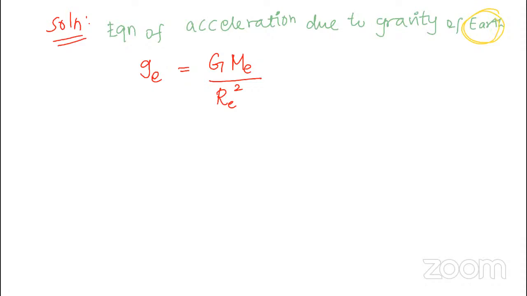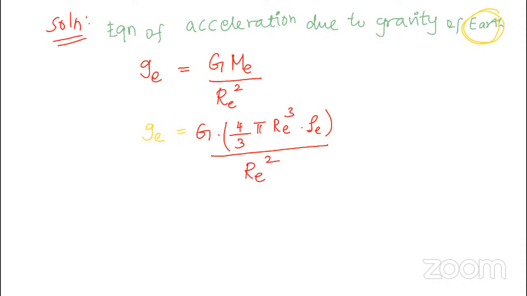So let us now convert it into the density format. We are writing g_E is equal to G into M_E. We know the value for M_E, so you know the M_E value, so I directly apply it: 4/3 pi R_E cube into rho_E, where rho is nothing but density, divided by R_E square. Here the common terms you have to cancel.